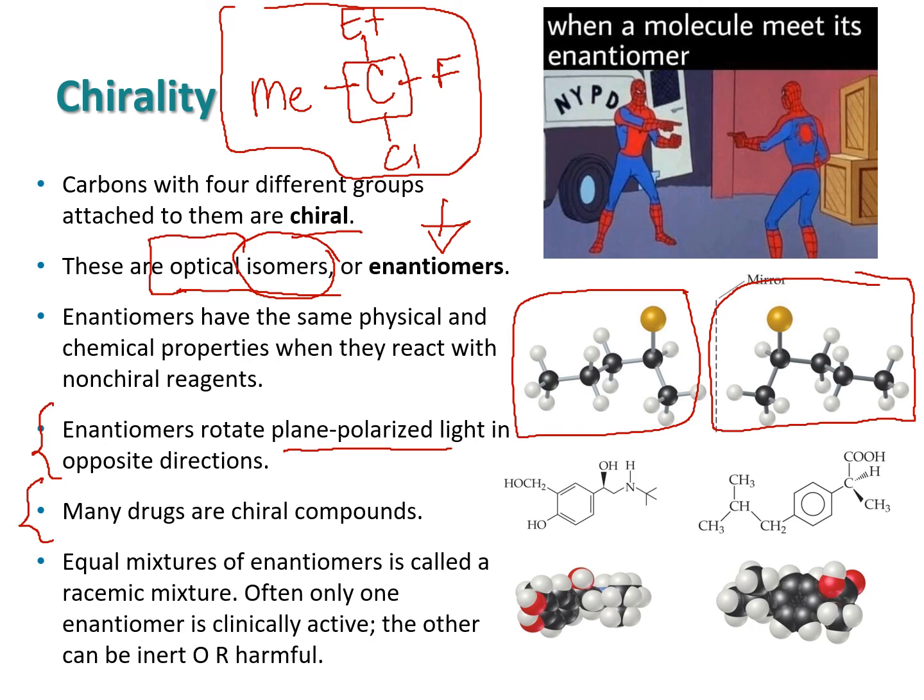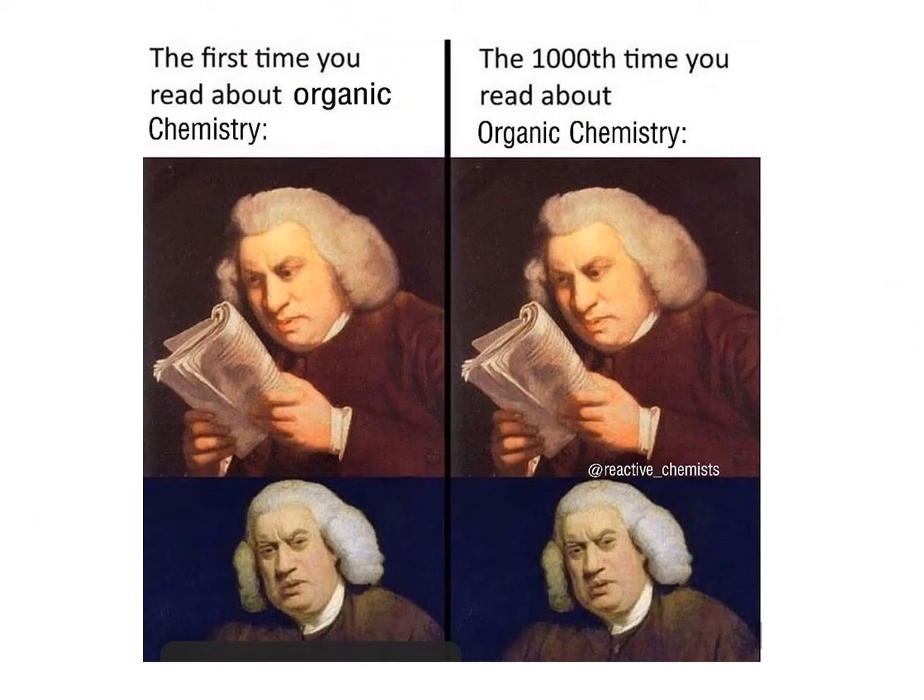Whenever you have equal mixtures of enantiomers, it's called a racemic mixture. And yeah, this is basically what I said. Often only one enantiomer can be clinically active and the other one can be inert, meaning it doesn't do anything, or harmful. So enantiomers are important. Hopefully this illustration does help you. So they're mirror images, non-superimposable.